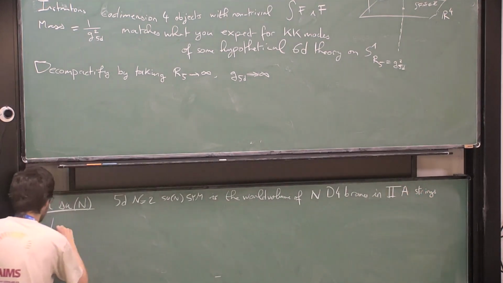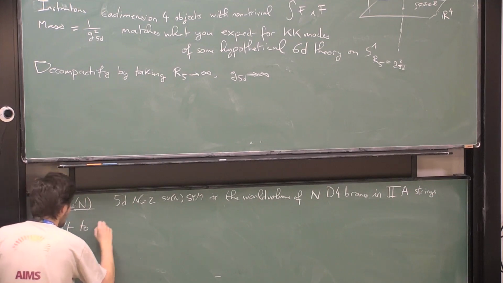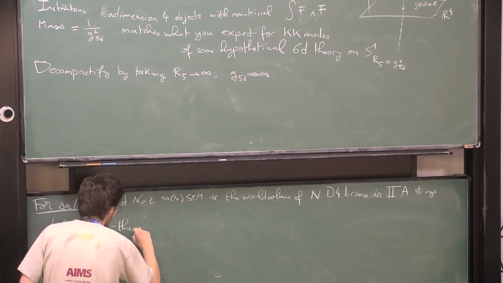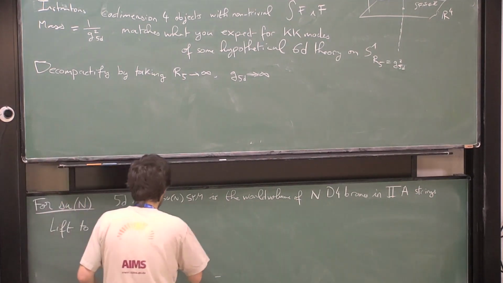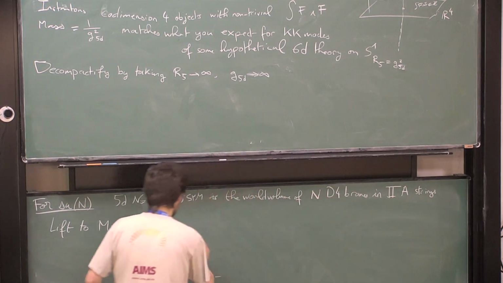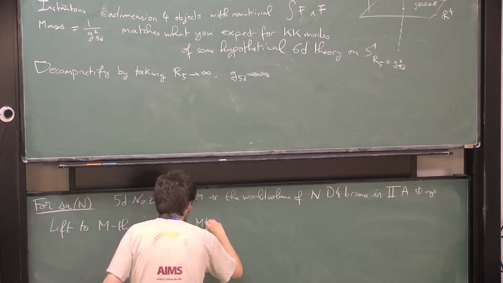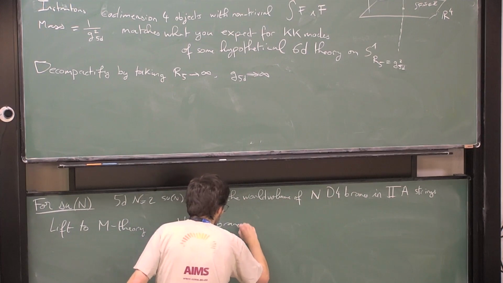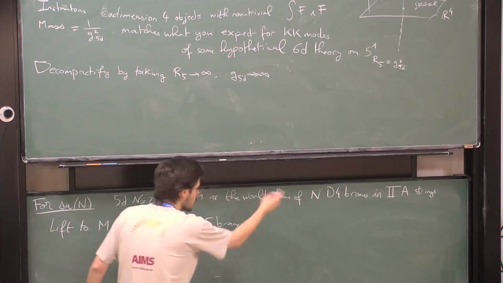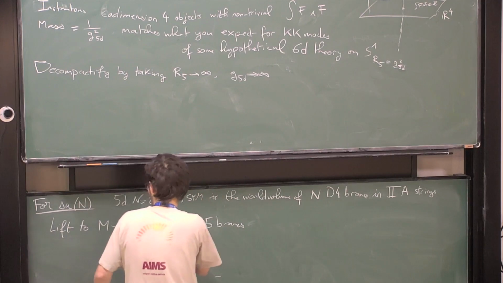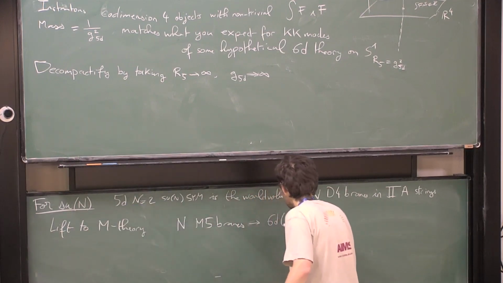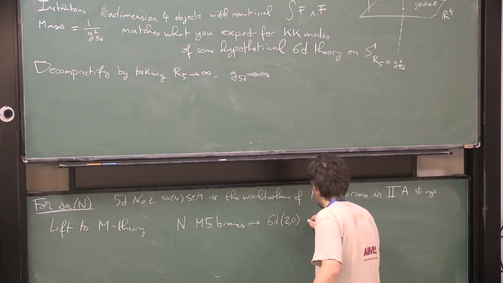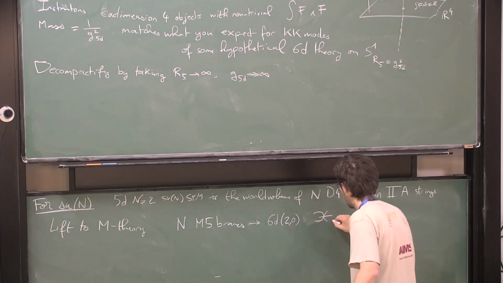And we can lift this to M-theory, basically because type IIA strings are just M-theory on a circle. And so these N D4 branes are just N M5 branes on a circle, and you can get rid of the circle. So the theory on N M5 branes is another way of defining the 6D theory, which I guess I called X.